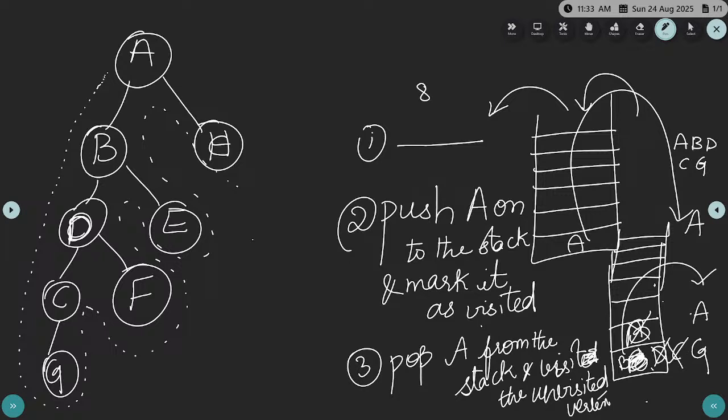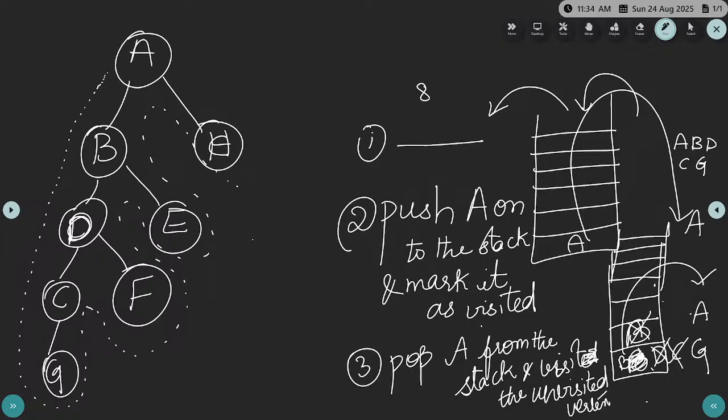To D. The child of D, which is F, is unvisited. Visit it and mark it as visited. Then you are going to pop F from the stack. Then backtrack. What is the child of B? The child of B is E. Visit it, mark it as visited, and then backtrack.